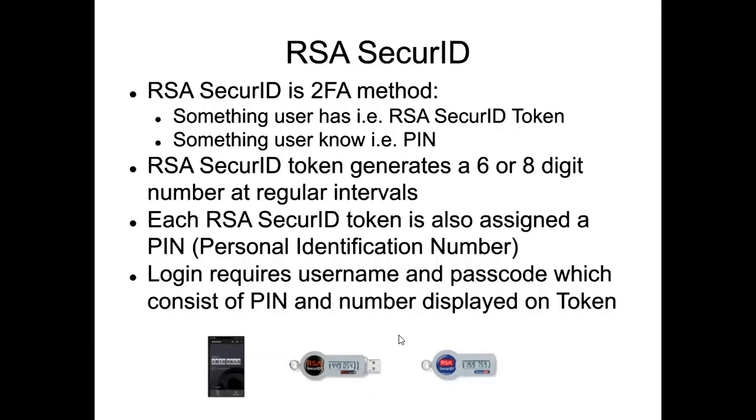So this is something which the user has with him, and something which the user knows, which is his personal identification number, or PIN. In order to log in using the RSA SecurID feature, or a system which is using the RSA SecurID feature, we need to provide our regular username and a passcode. The passcode will consist of the number which is being shown on the token which the user has with him, something which the user has, and the PIN which has been assigned to this token. So he needs to provide a username and a passcode to log in. So primarily, RSA SecurID is a two-factor authentication method.